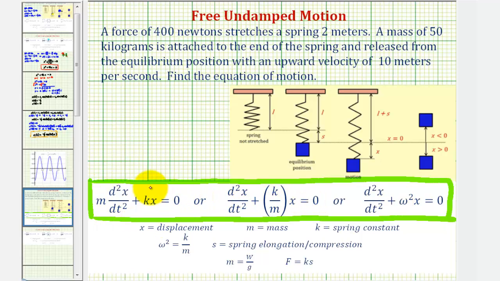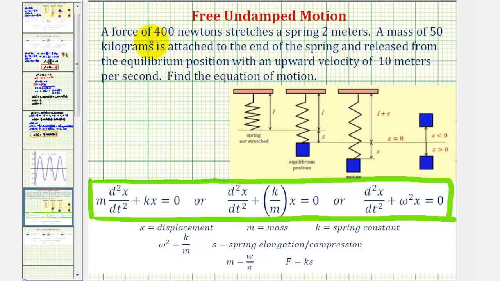So looking at this first equation, we have m times the second derivative of x with respect to t plus k times x equals 0, where m would be the mass, k is the spring constant, and x is a displacement. So let's take a look at the given information.